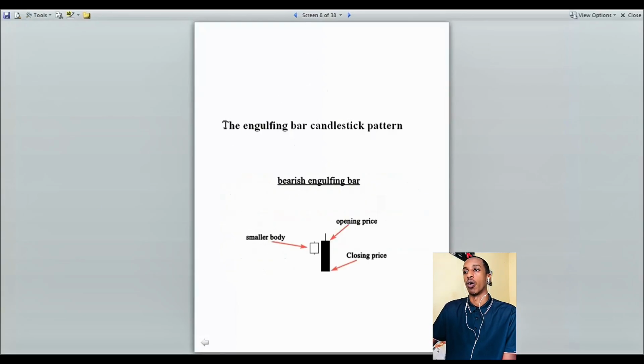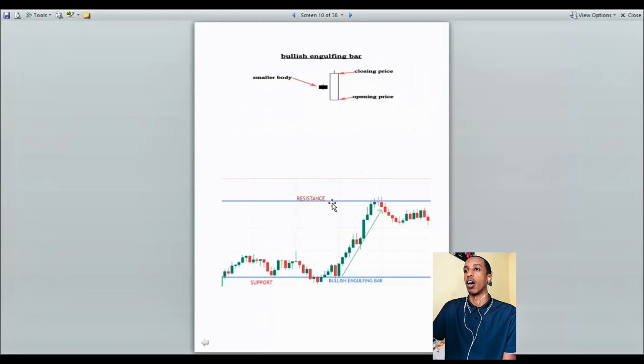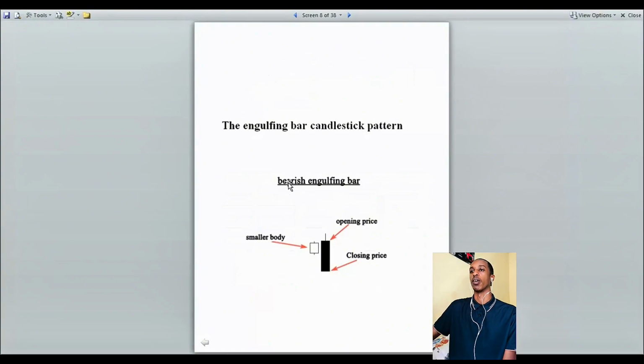The first candlestick pattern is called the engulfing bar candlestick pattern. There are two types of engulfing bar: the bearish engulfing bar and the bullish engulfing bar. So let's talk about the bearish engulfing bar, which has a small bullish candlestick and a bearish candlestick in front. The small body is bullish and the long body is bearish.